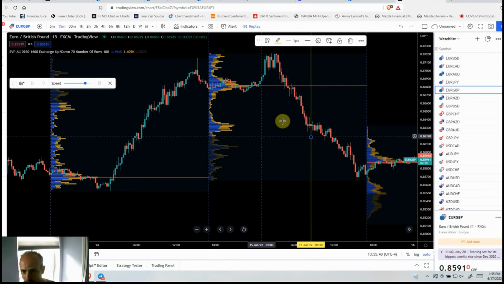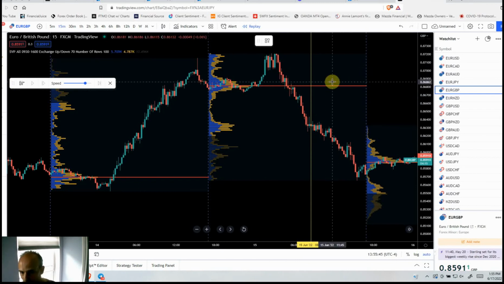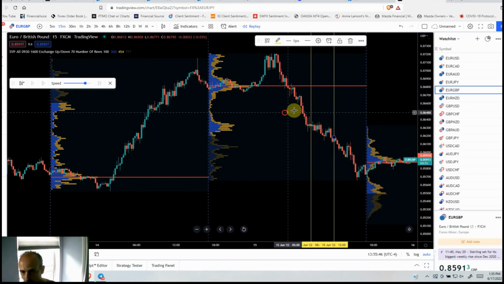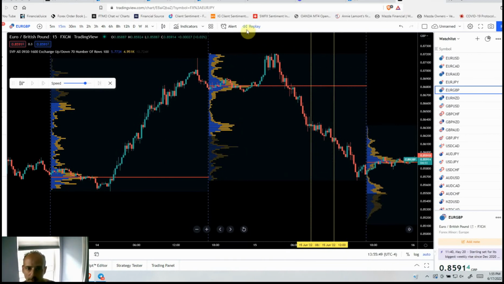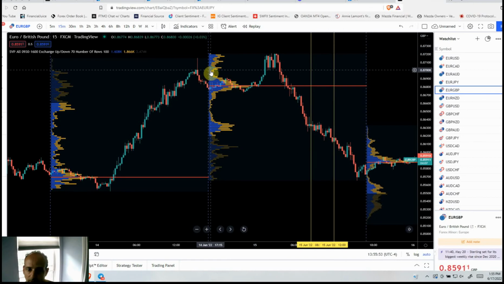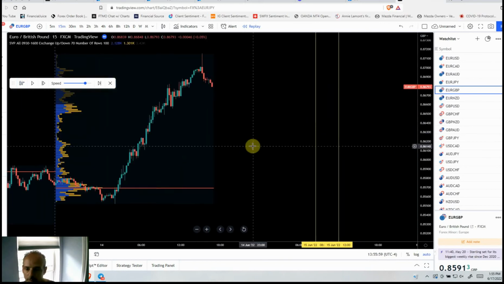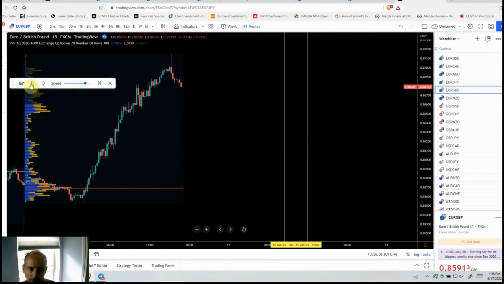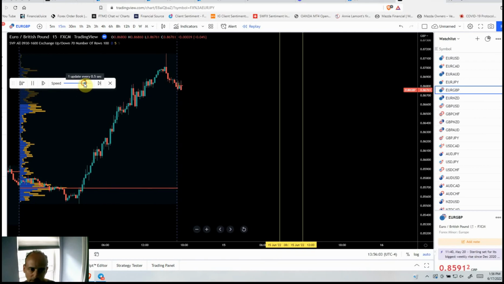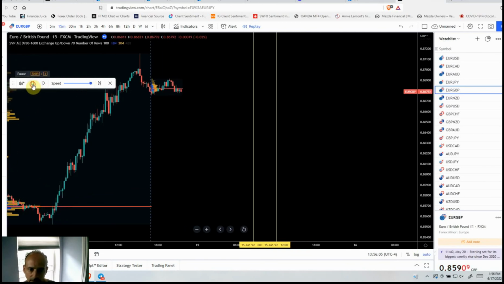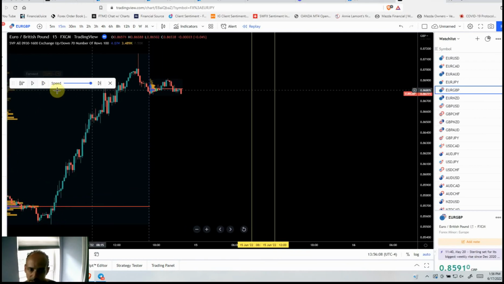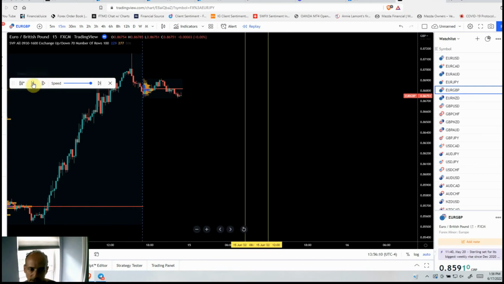All right, so let me mark off our 8:30 candle and then our noon candle right here. Okay, so there we go. Replay right here. All right, and let's watch this one play out. And we'll go full speed at first. Okay, notice where the POC is, right here. Let's see if it changes.